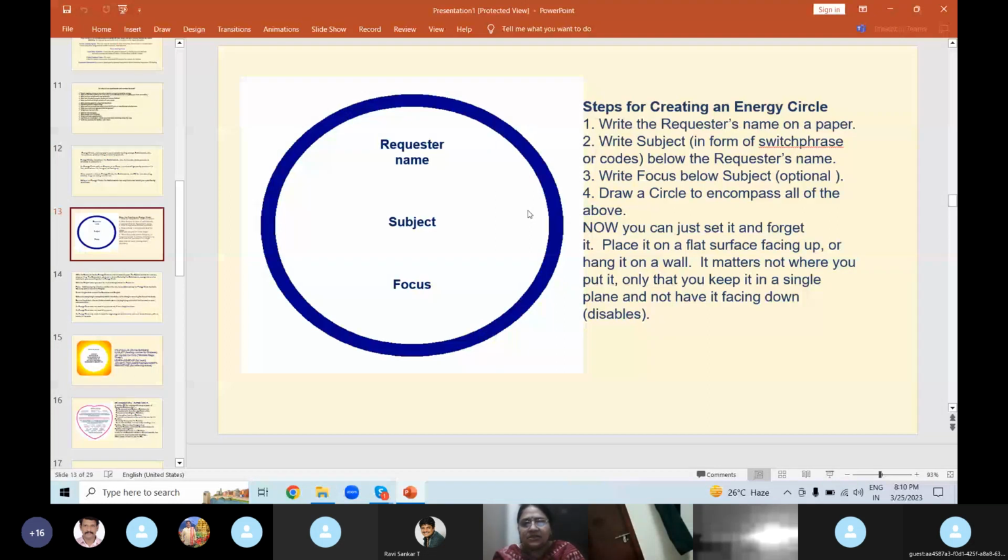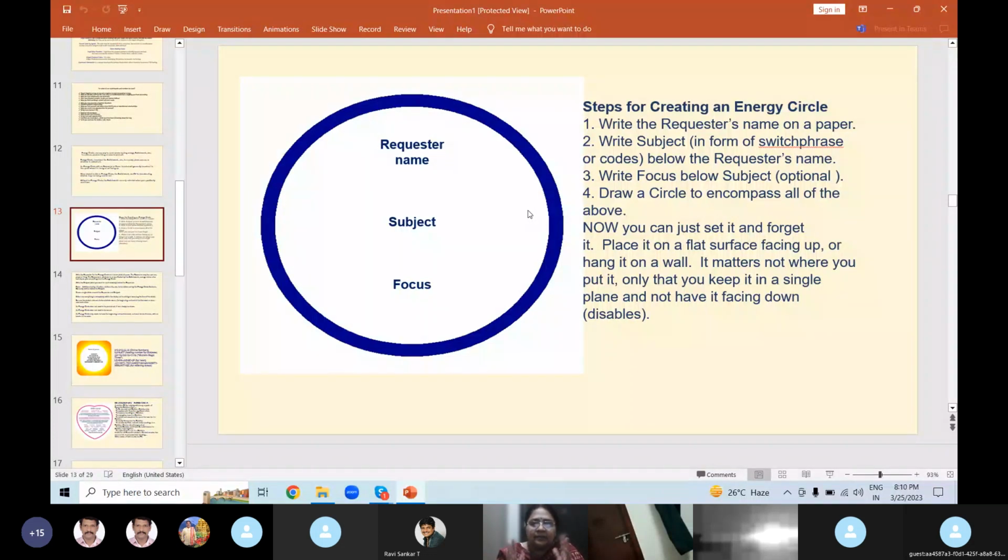Basically, when do we need a focus? When we are doing any relationship healings, or when we are doing healings where the neighborhood is creating chaos and you want to get rid of it. Then you are the requester, your intention is to shut down the chaos around you, and the focus is your neighborhood. We cannot put the names of all the people in there, so we forget it.